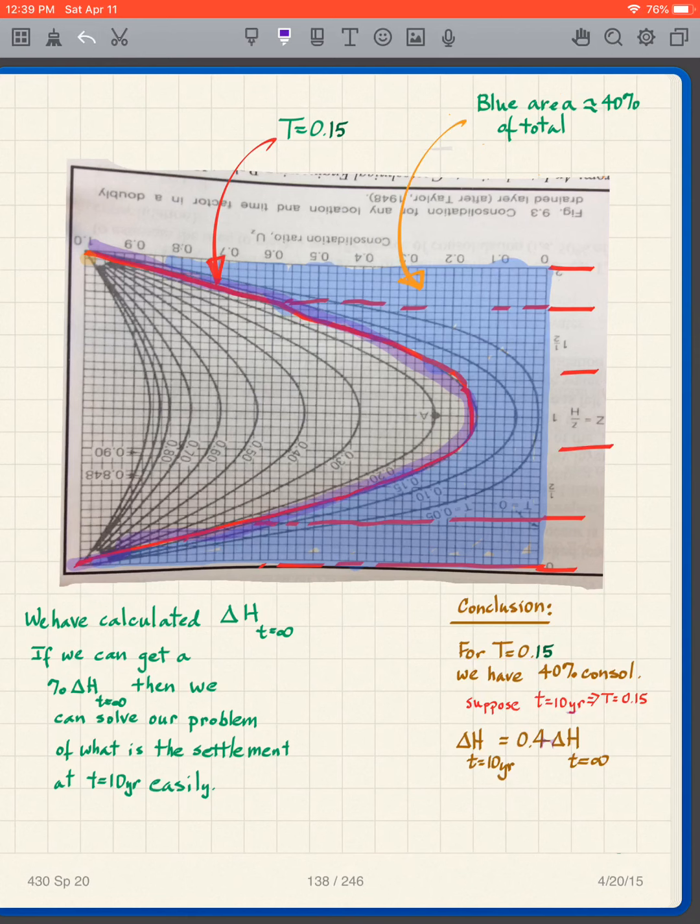So for instance, for T equals 0.15, we have 40% consolidation. Suppose that t equals 10 years, and T equals 0.15 as an example for a particular problem. Then that would mean that my delta H at t equals 10 years is equal to 0.4 times my delta H at t equals infinity. So we can solve these simple problems very quickly. And this is how it's done.